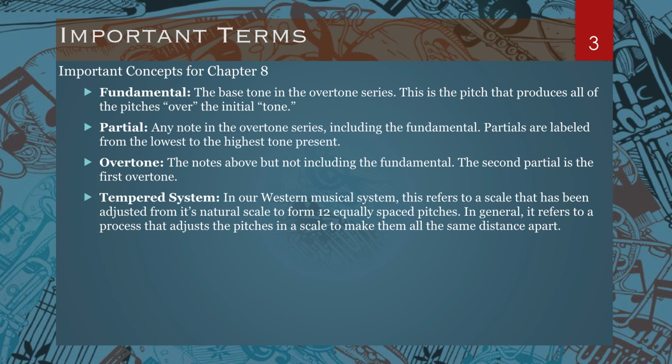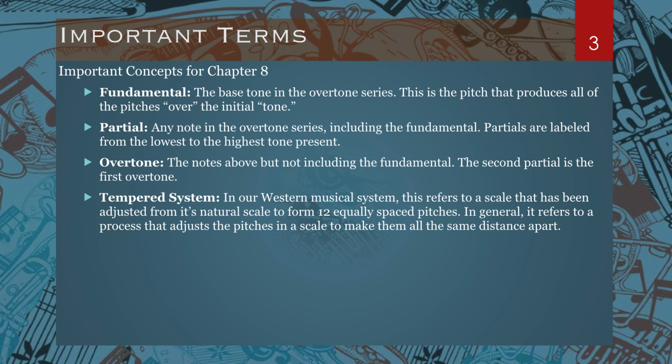This is the bass tone in the overtone series. It's a pitch that produces all the pitches over the initial tone. Now that's not going to make a lot of sense to you yet until I actually explain what the overtone series is. But know that in the overtone series, we have different types of pitches. It's basically, if I play a tone, you hear a bunch of fainter tones above that, but it's not really perceptible by the ear. So the lowest tone, if I play a C on the piano, the tone that you're going to hear is the fundamental. And then there are these fainter notes that you actually hear above that low tone, known as partials.